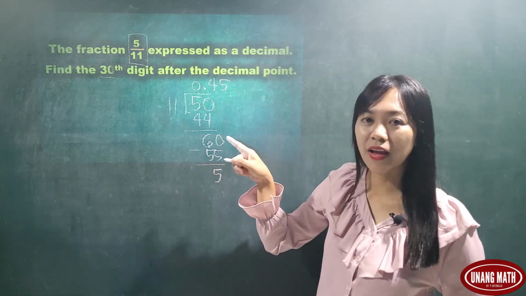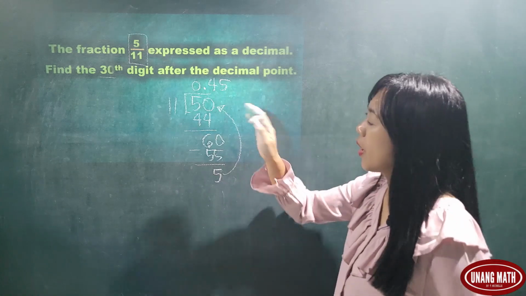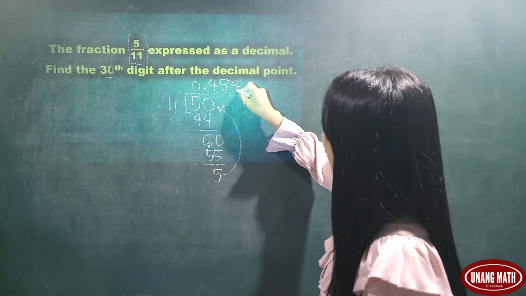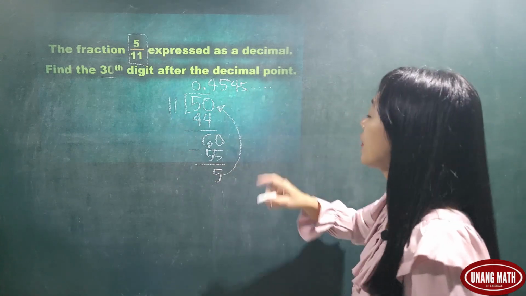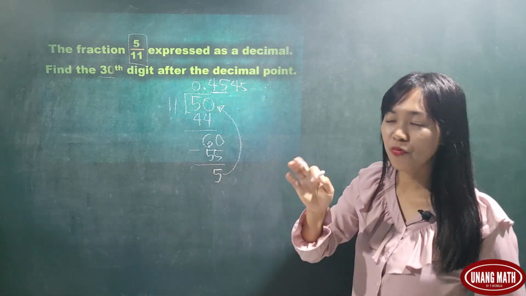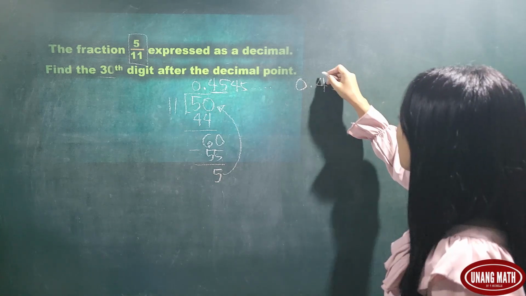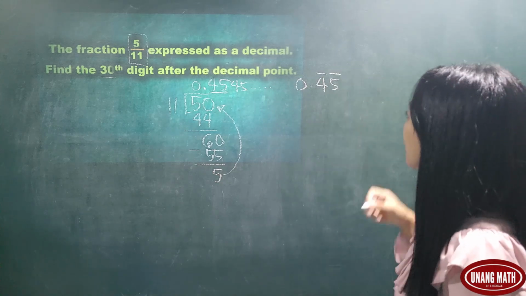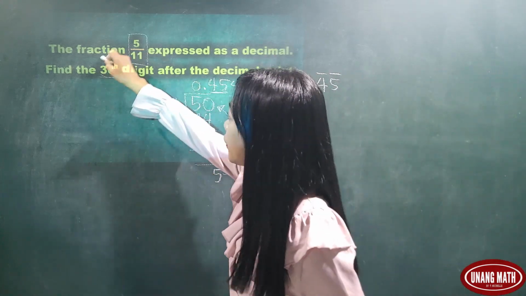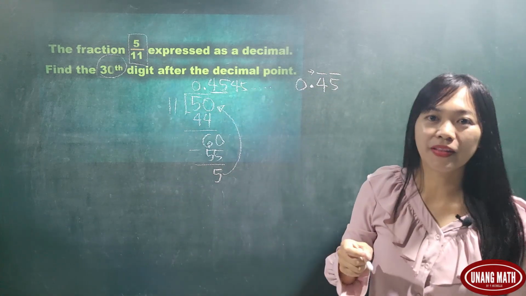Okay, if you're going to take a look at this one, it repeats. So our repeating decimal number is 0.4545 and so on. The repeating block is 45. And if we're going to represent that, it's going to be 0.45, draw a line on top of 4 and on top of 5. This problem is asking for the 30th digit after the decimal point.